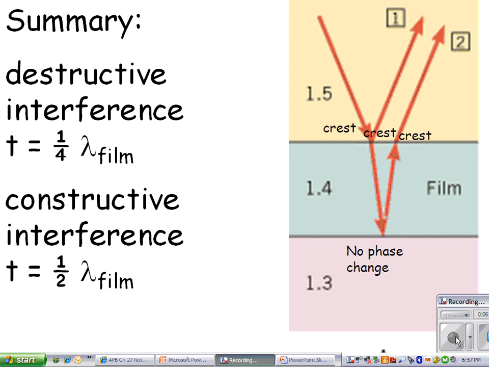So in summary, when you have this situation where you have index of refraction going from higher to lower to even lower, you would get destructive interference with a quarter wavelength for the thickness of the film. And if you want constructive interference, the thickness of the film would be half a wavelength. And what's interesting is that this would actually occur if you went in reverse. If you went from low to higher index of refraction, you would have the exact same equations here.